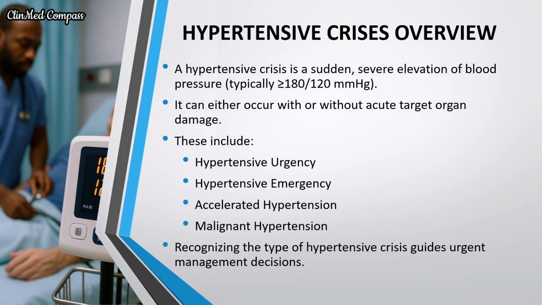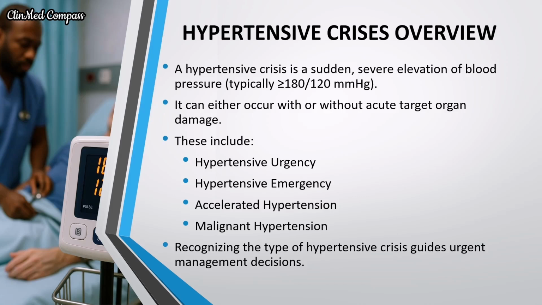Now we'll look at hypertensive crisis. The hypertensive crisis is a sudden and severe elevation in blood pressure, typically systolic 180 and above, and diastolic 120 millimeters of mercury and above. It is a medical emergency and comes in different forms.